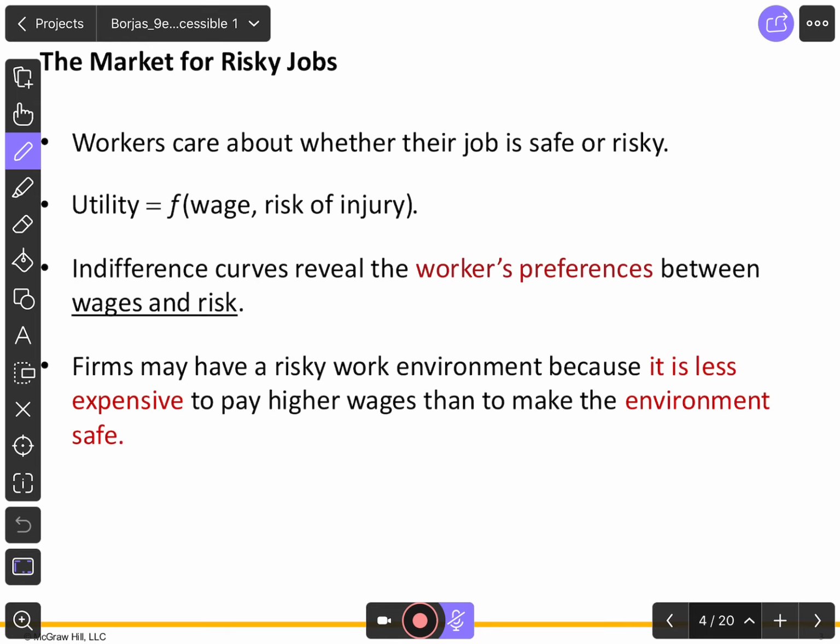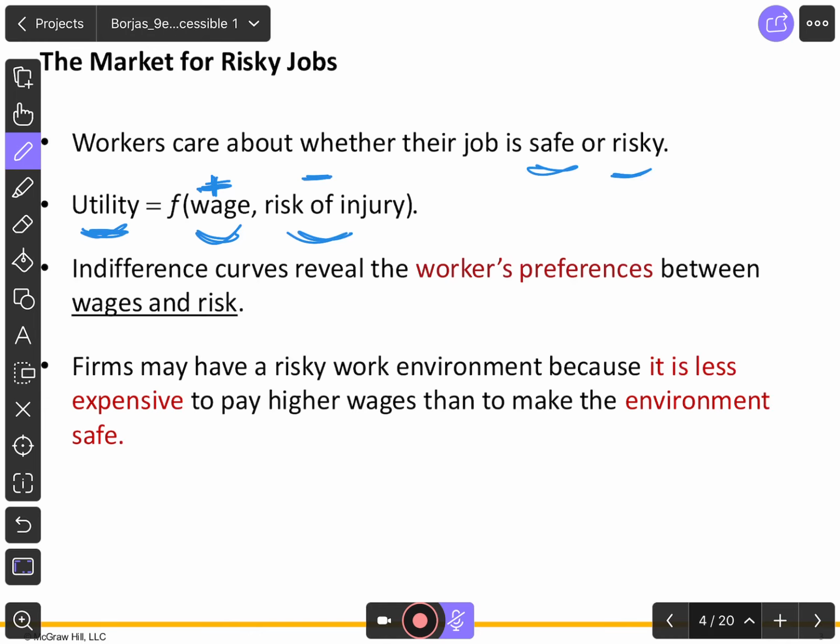When we talk about workers, they're going to choose between two different types of jobs: either it's safe or it's risky. Their utility, their satisfaction, will depend not only on their wage but also on the risk of injury. Of course, the higher the wage, the higher their satisfaction, so this is positive. But the higher the risk of injury, the lower their utility, so this is negative.